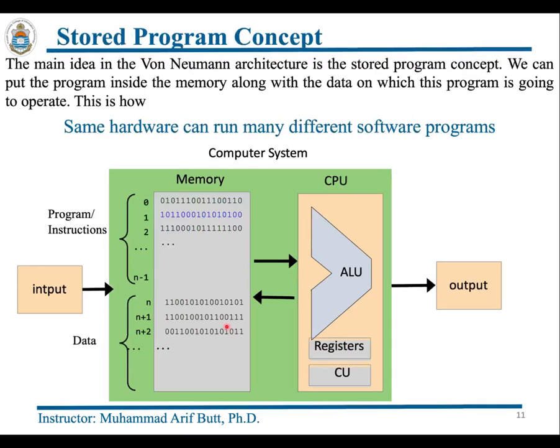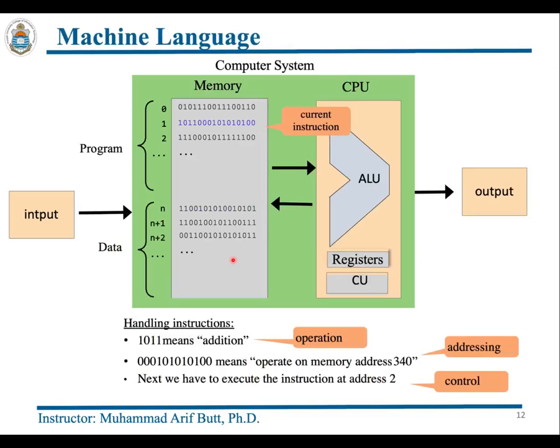Okay. So the main idea in this architecture is the stored program concept. That there is one memory, and inside this memory there is a portion that contains the program instructions, and there is a portion that contains the data on which these instructions are going to operate. And this is how the same hardware can run many different software programs. So this is the same hardware. We have a different program over here, so the same hardware will be doing something else. And if we load a different program over here, the same hardware will be doing something else.